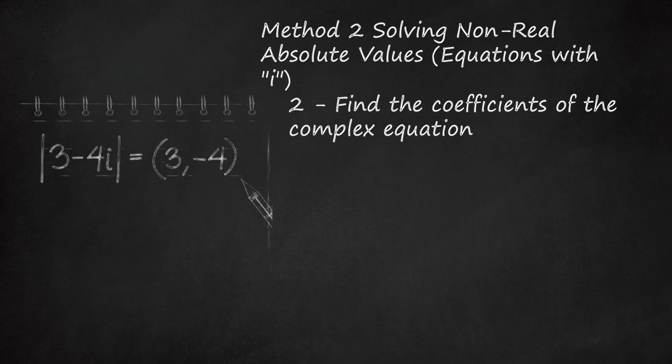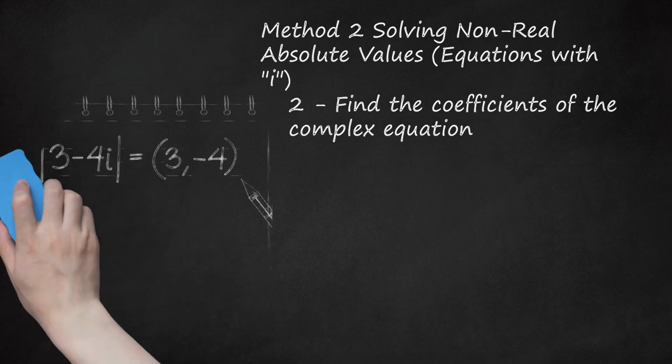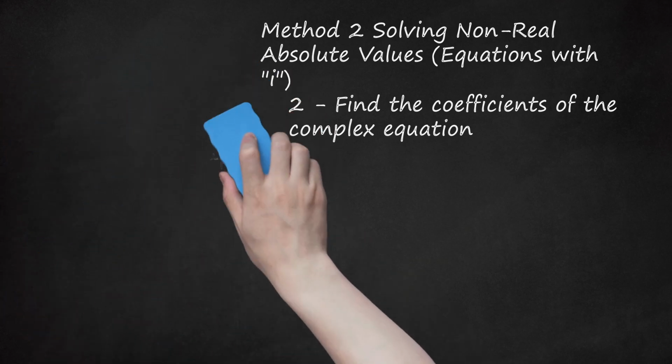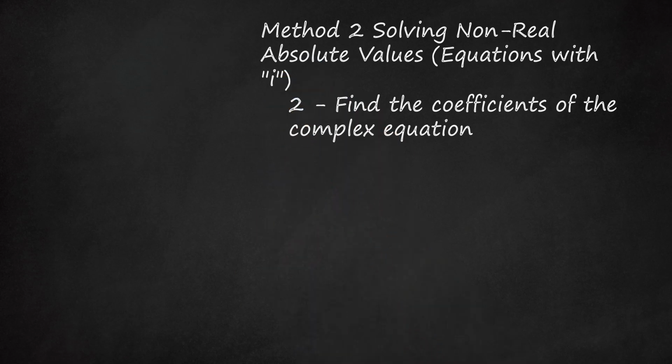1 + 6i: the coefficients are 1, 6. 2 - i: the coefficients are 2, 1. 6i - 8: the coefficients are 8, 6.